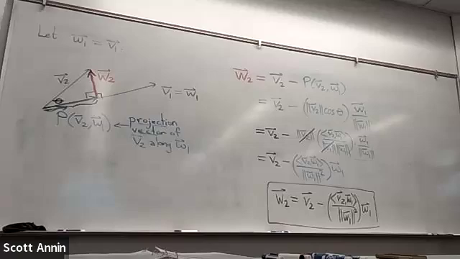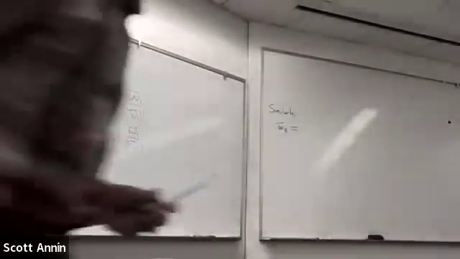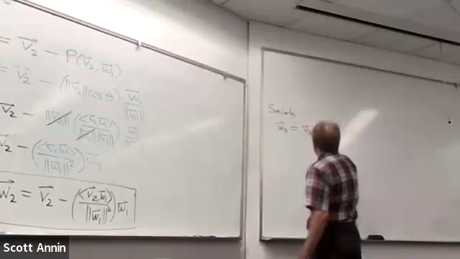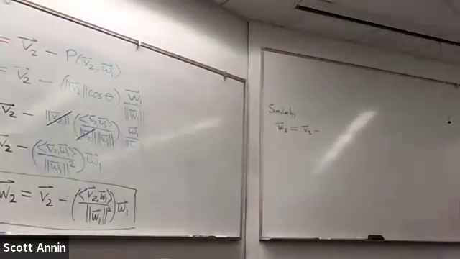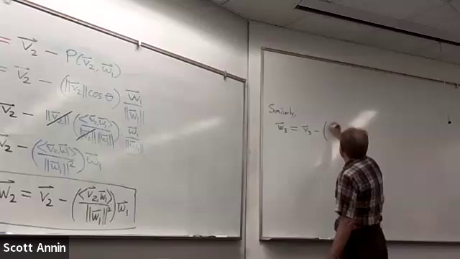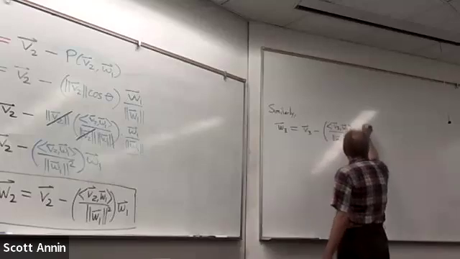I won't go through the whole geometric derivation again, but I'm just going to write down the formula now for W3 as well. And so I'll come over here to do that. W3 is going to be V3 minus, this time we have to subtract projections along both of the first 2 vectors. So there will be a term here where we take the inner product of V3 with W1 divided by the norm of W1 squared times W1.